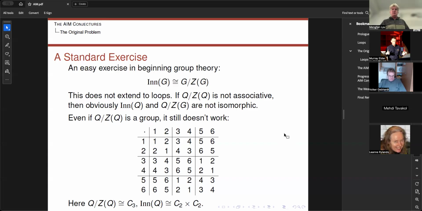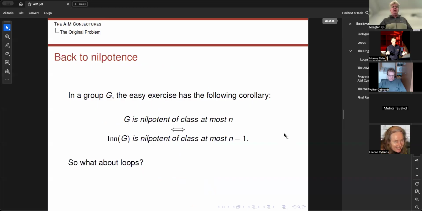So this exercise is senseless in loop theory, but it has a consequence that we could make sense of. The consequence of the group exercise is that a group is nilpotent of class at most n if and only if its inner automorphism group is nilpotent of class at most n minus 1.